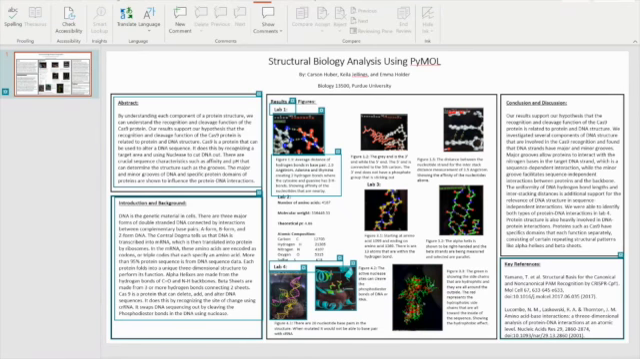For our abstract, we said that by understanding each component of a protein structure, we can understand the recognition and cleavage function of the Cas9 protein. Our results support the hypothesis that the recognition and cleavage function of the Cas9 protein is related to the protein and DNA structure. Cas9 is a protein that can be used to alter a DNA sequence. It does this by recognizing a target area and using nuclease to cut the DNA out.